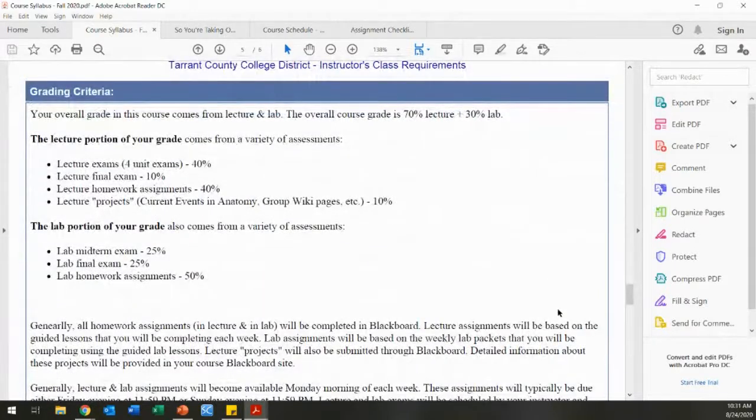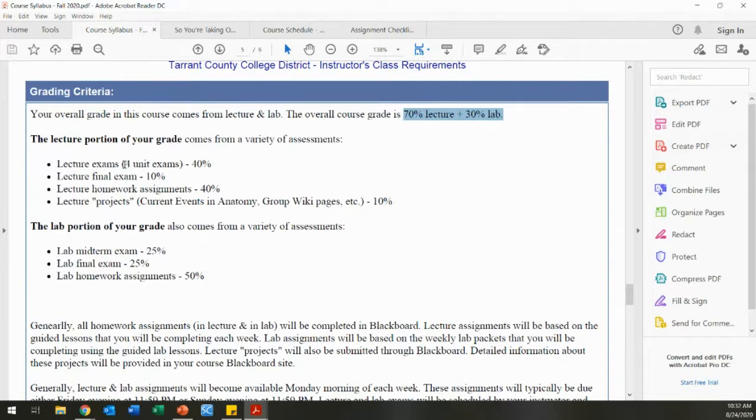This would be an important page for you to make a note of for yourself. So figuring out your grade in the class, you get 1 grade that includes lecture and lab. So 70% of your grade comes from lecture, 30% comes from lab. We have a variety of different things we're going to use in lecture and lab to determine those grades.